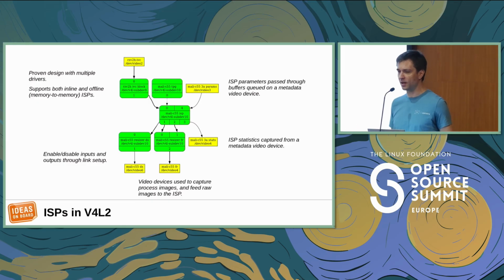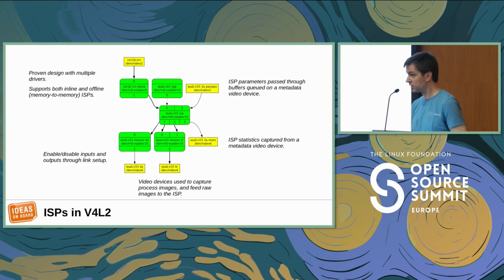That's what V4Linux does. ISPs need lots of parameters. We put them in buffers, and we give those buffers to the ISP through also a video device. We have an API to manage buffers and queue them and dequeue them for images. Well, we put metadata and parameters in those buffers instead. So we can configure the ISP that way. ISPs produce statistics. We capture the statistics. We put them in buffers as well. So all that is working today, and we have multiple drivers upstream that are using that.